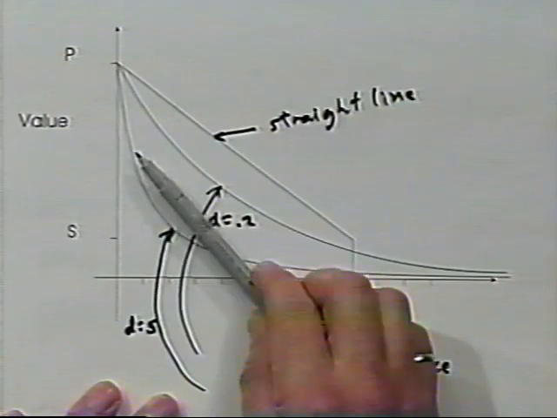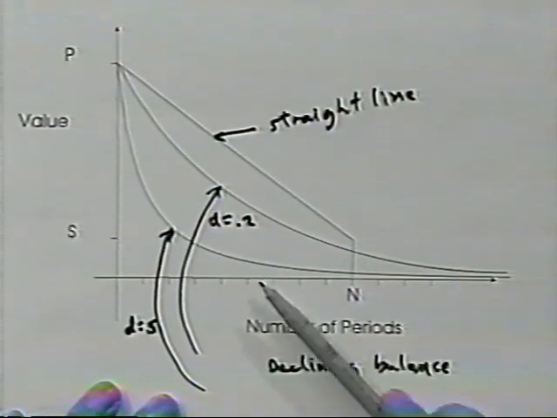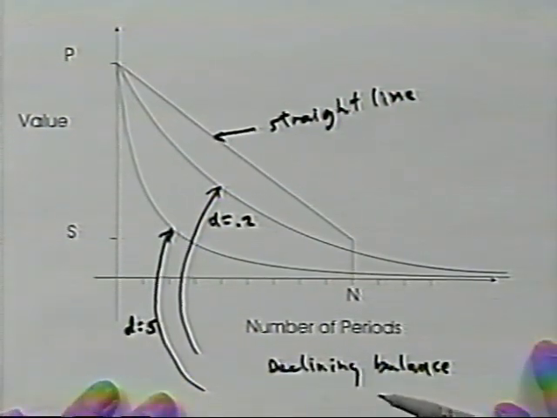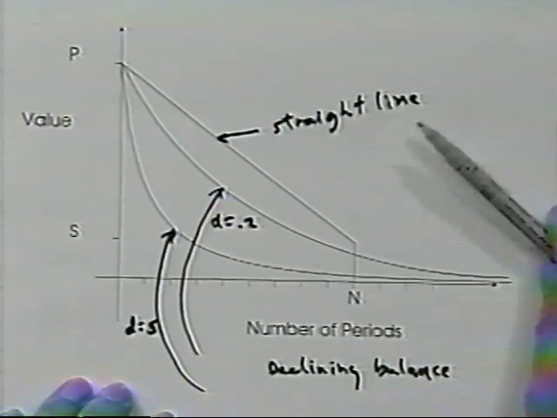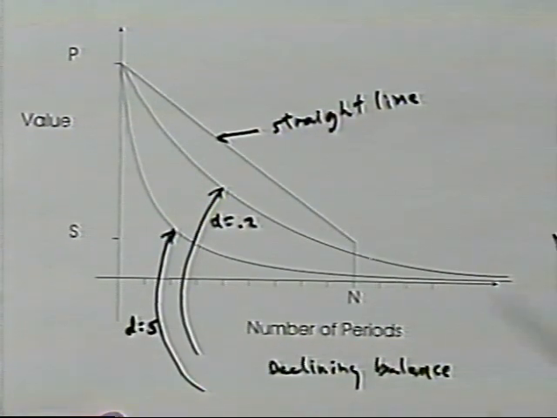And in fact, according to the declining balance calculation, the value of the asset never goes to 0. It approaches 0 asymptotically, but in fact, there's always some remaining value to the asset under the declining balance calculation. Whereas under straight line, after n periods, we make no statement about the value of the asset. We could sell it or assume it's 0 or whatever.